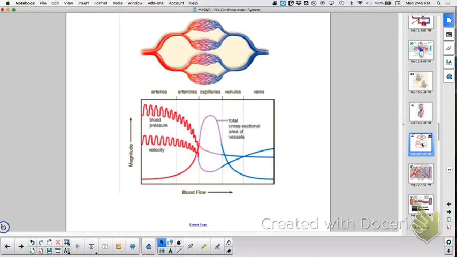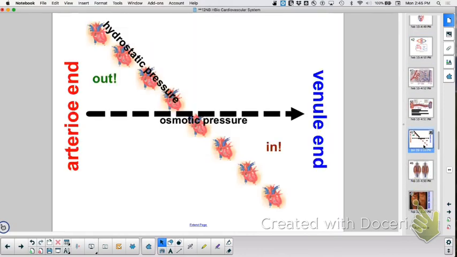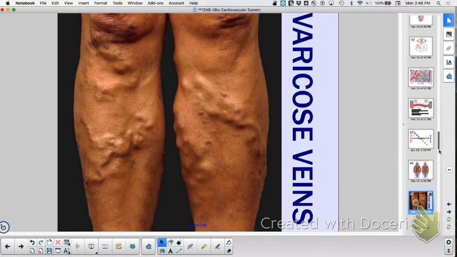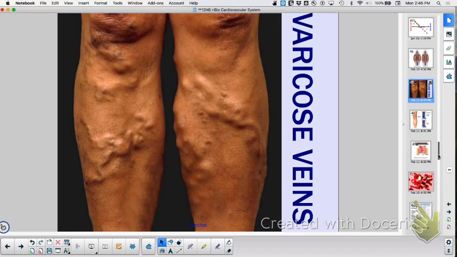Okay, we talked about this, right? About hydrostatic pressure versus osmotic pressure. At the arterial end, fluid is forced out due to hydrostatic pressure being greater than osmotic pressure. At the venular end, osmotic pressure allows us to recover the CO2 and waste. We have already talked about how veins are compressed by muscles. If the valves don't work, I won't show you the other. Varicose veins, okay, there it is.